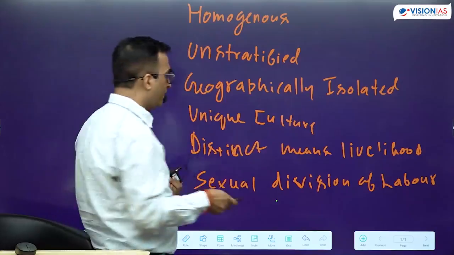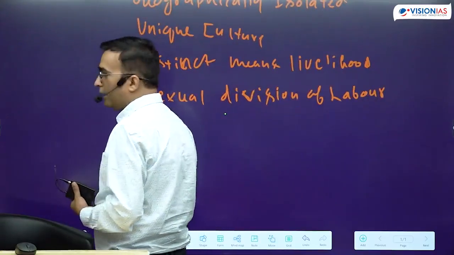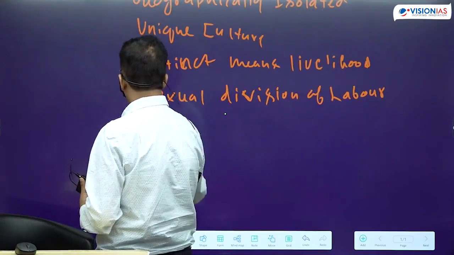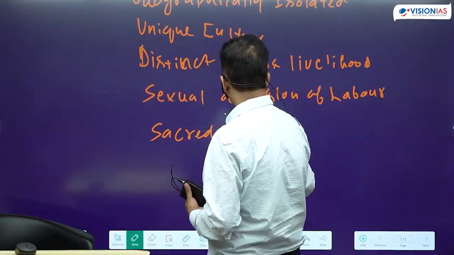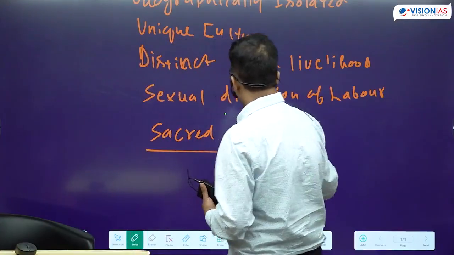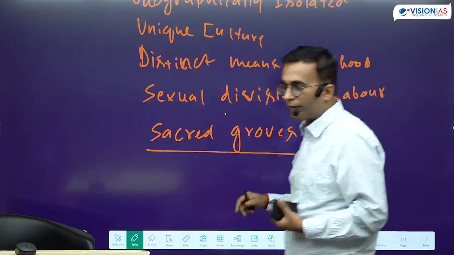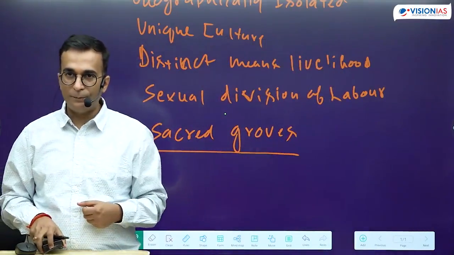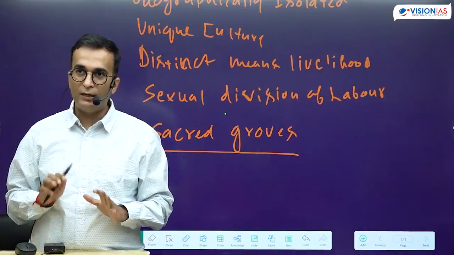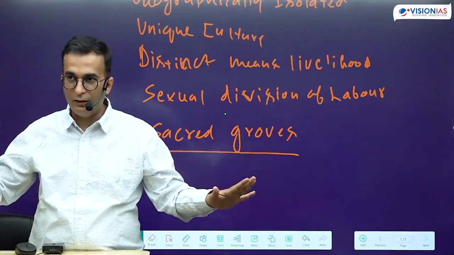And one way, not all the tribal societies, but many of them, preserve nature on the basis of the concept of sacred groves. So what is a sacred grove? It is a particular natural setup that they consider an abode of the god, and they will not disturb it at all.